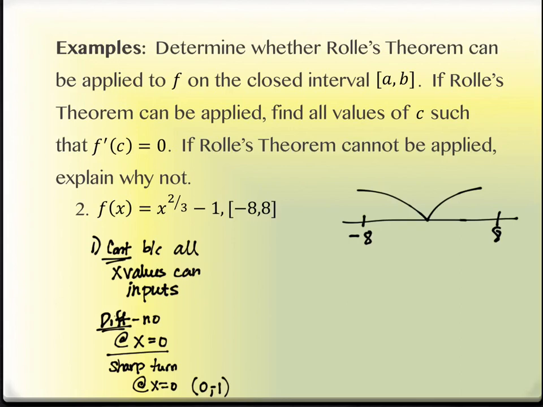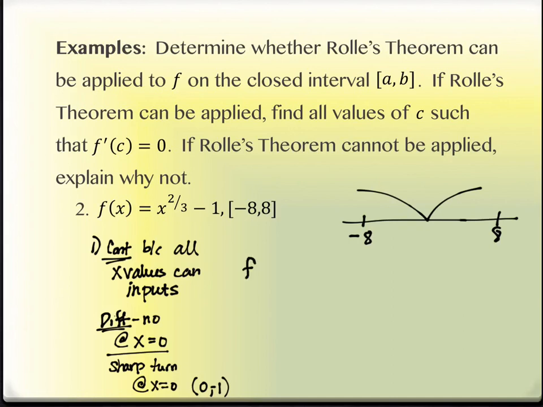Don't quote me on this for sure, but I believe that what WebAssign will have you do is to say why it doesn't apply, what fails to happen. So it's fine on the continuity front, right? That's cool. It fails to be differentiable, and it may or may not fail to have equal endpoints. For the purposes of moving forward, we're not going to be able to apply Rolle's theorem, but for the purposes of answering where it fails, we still might want to check. I also want you to get in the habit of checking it, because just because parts 1 and 2 here apply doesn't mean part 3 would. So let's check the third part just for good measure.